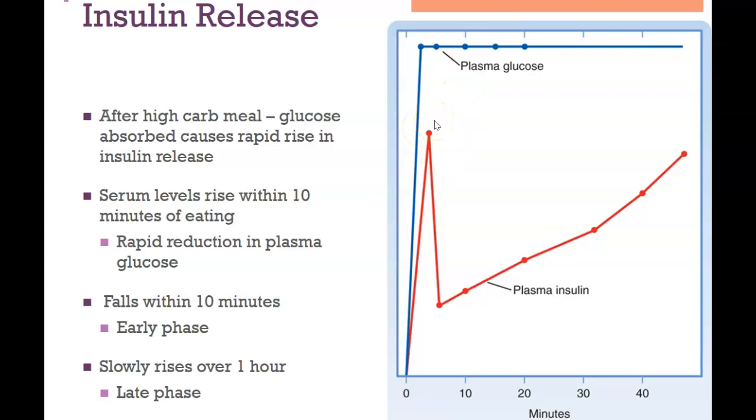And it's almost immediate, and then it starts to level out a little bit, and then it will rise slowly over the next about an hour. So within 10 minutes of eating, you have this really large spike in insulin production. It's called the early phase. And then we have the late phase of insulin that's going to slowly rise over the next time.